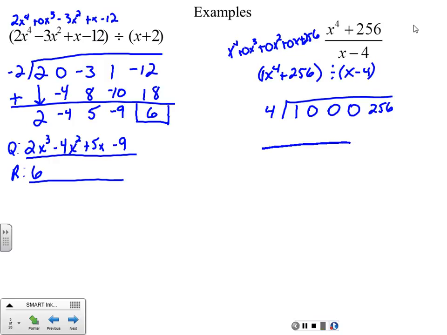All right, so we're ready to go. Drop that 1 straight down. 4 times 1 is 4. Add them together and you're going to get 4. 4 times 4 is 16. Add them together and you're going to get 16. 4 times 16 is something. And 64 and 0 is 64. And then 4 times 64 is that 256.